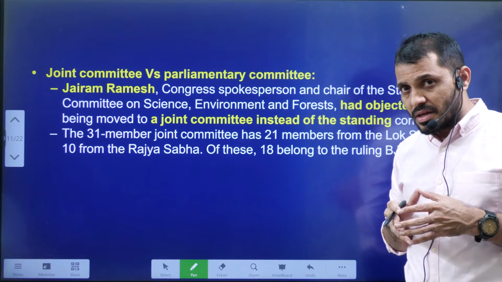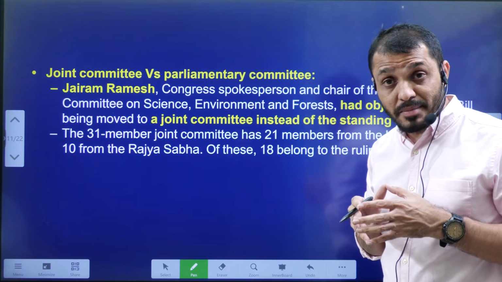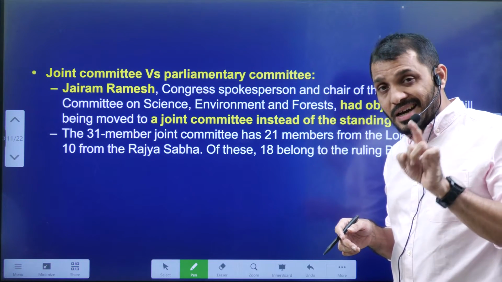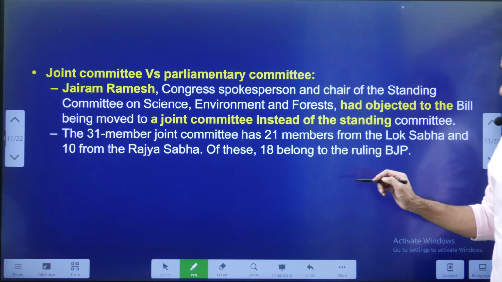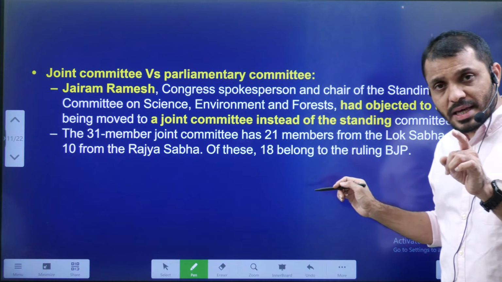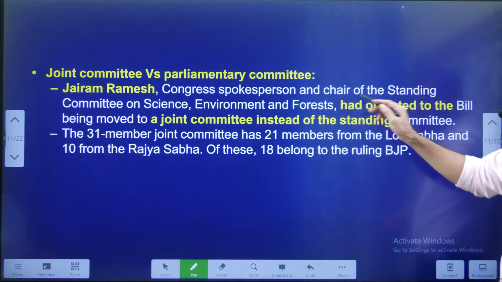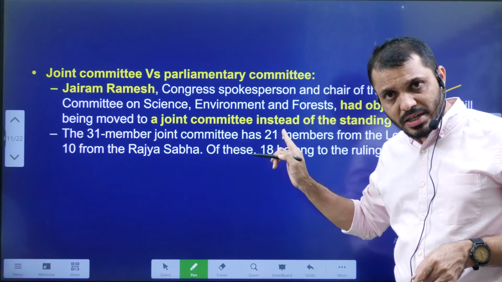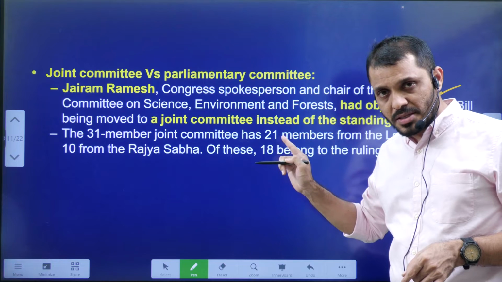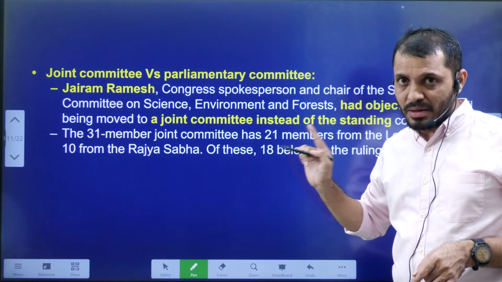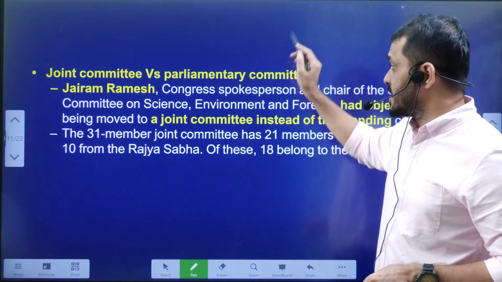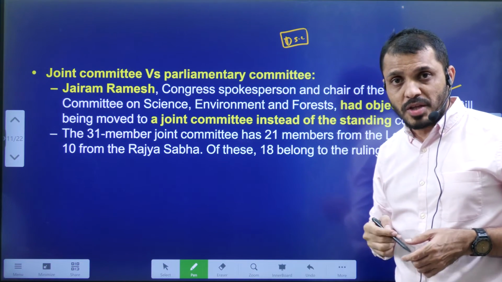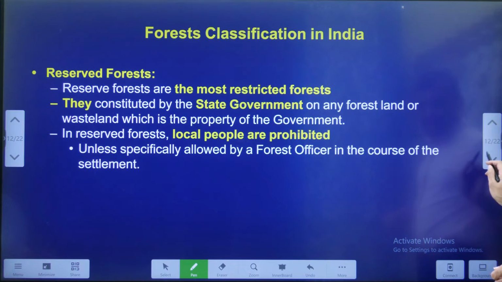Like I said earlier, this amendment bill was examined by the joint parliamentary committee rather than the standing committee. It is supposed to be examined by the Standing Committee on Science, Environment and Forest. Rather than that, it was forwarded to the joint committee, where out of the 31 members, 18 members belong to one political party. Here is one question to you, students: how many departmental standing committees are there in the Indian Parliament?